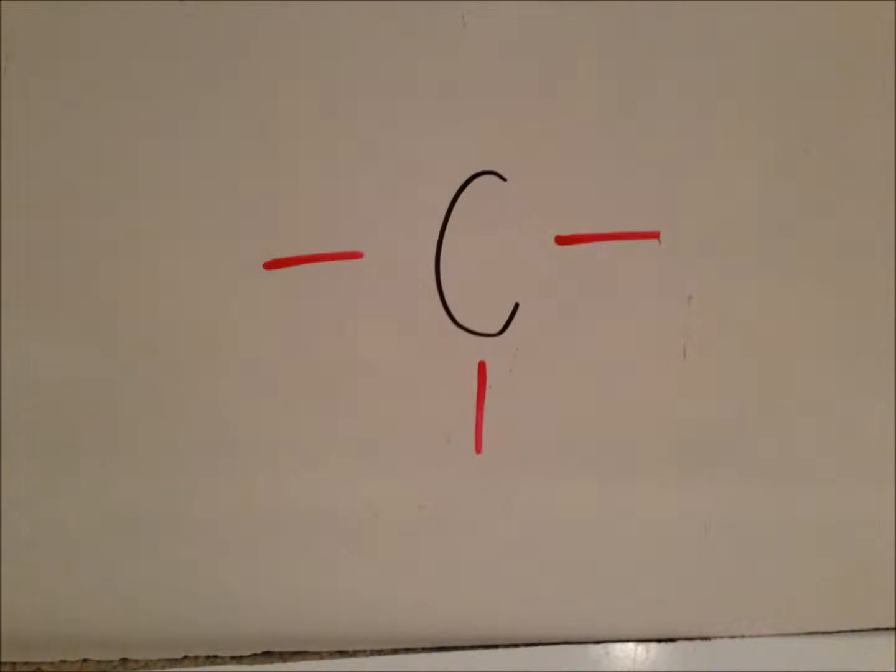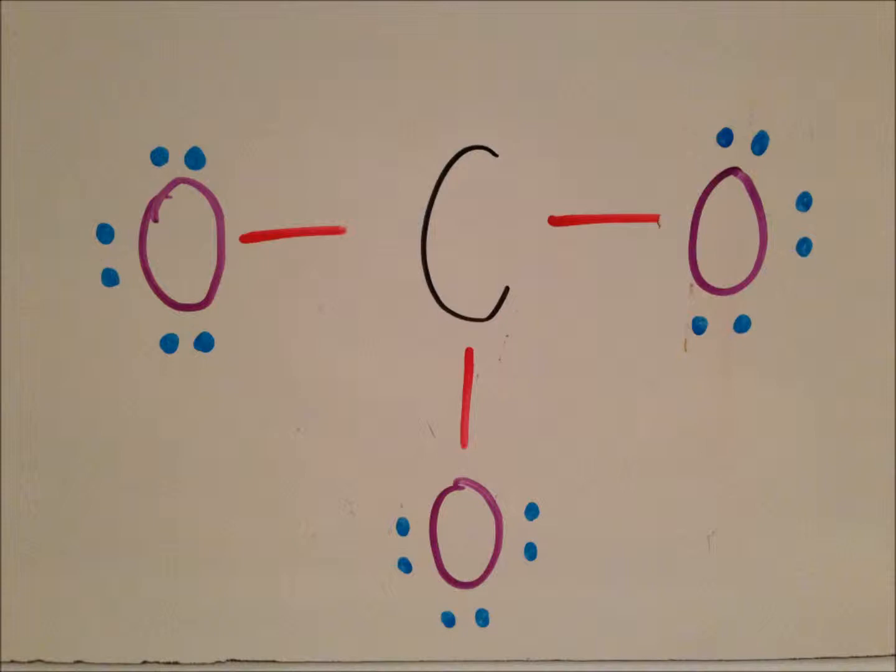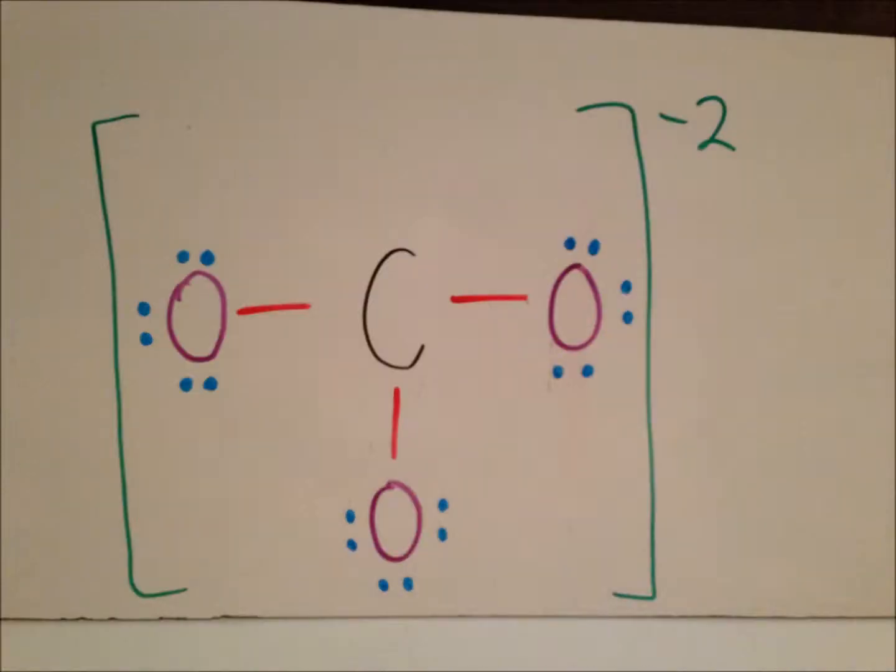Draw 3 bonds around carbon. Put an oxygen at each bond. Put 3 lone pairs around each oxygen so that you have a total of 9. Don't forget to put the bracket and the -2 charge around the compound.